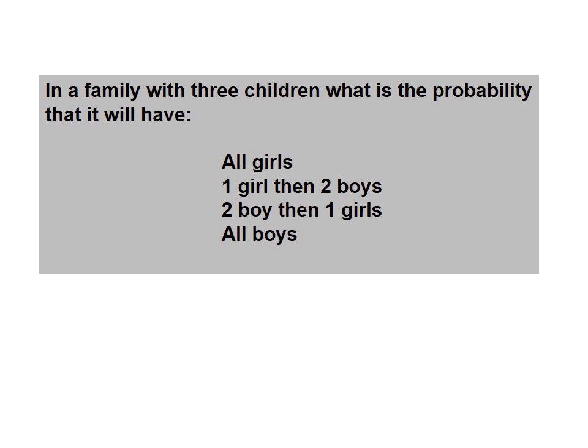What's the probability they'll have a girl and then 2 boys? What's the probability they'll have 2 boys and then a girl? What's the probability they will have all boys? Okay, how many events is there? 3, right? 1, 2, 3. Draw out the 3 events for each of these. All girls, G, G, G. 1 girl, 2 boys, right? 2 boys, and then 1 girl, right? And then all boys. How are we going to do this?